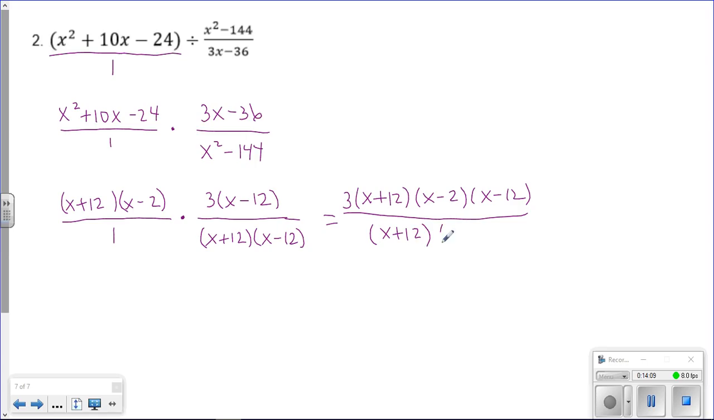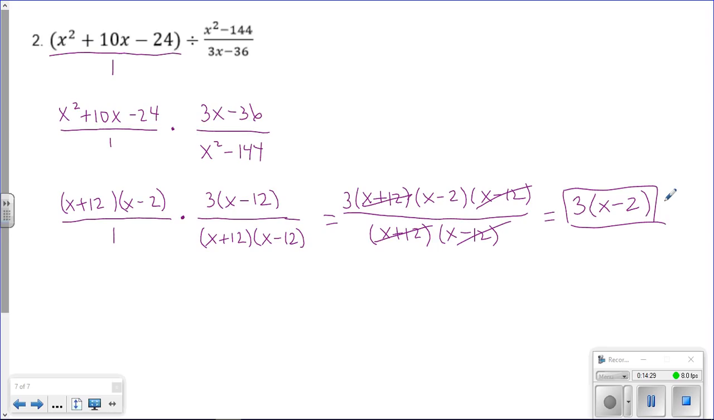X plus 12, x minus 12, and then I want to cancel. What do they have in common? Well, x plus 12 I can cancel out, x minus 12 I can cancel out, so I am left with 3 times x minus 2. And voila, that is my answer.